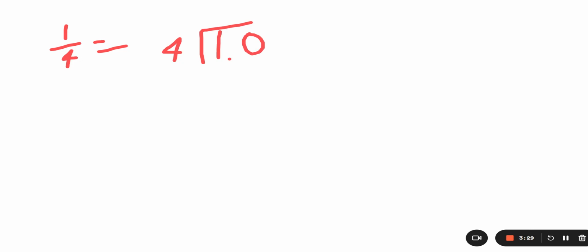How many times does 4 go into 10? It goes into 10 2 times. 4 times 2 gives me 8. Subtract that, I end up with 2. Now I add another 0 and drop it like it's hot.